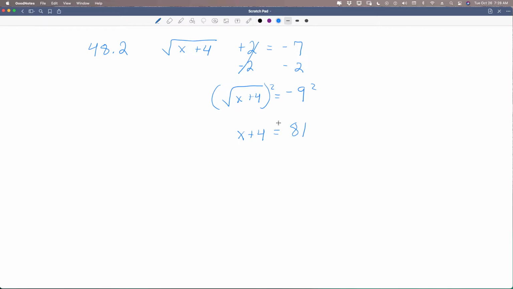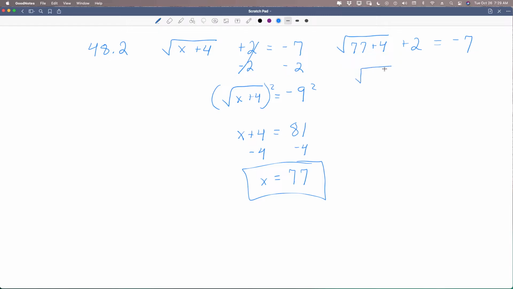All right. So now we can get rid of 4. And we get x is equal to 77. So now we have to check it. Let's see if this answer fits our bill. So the original equation would be the square root of 77 plus 4, plus 2 equals negative 7.